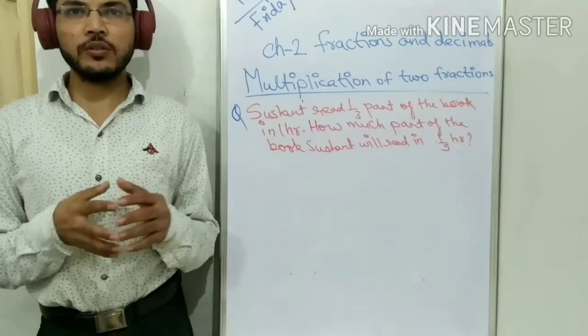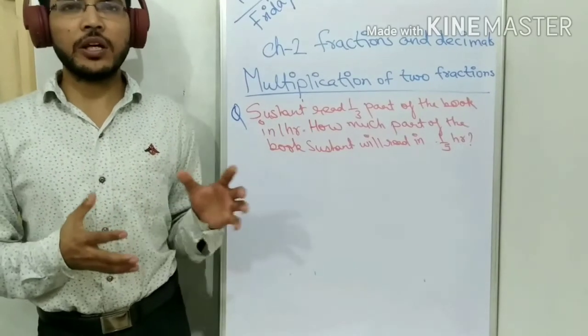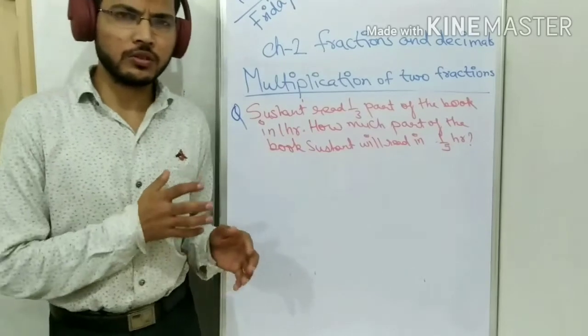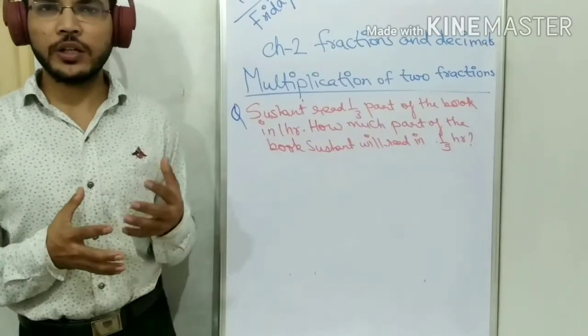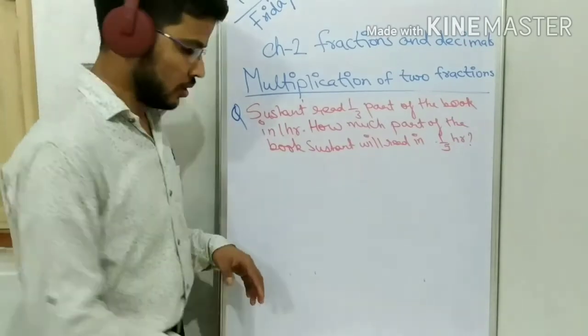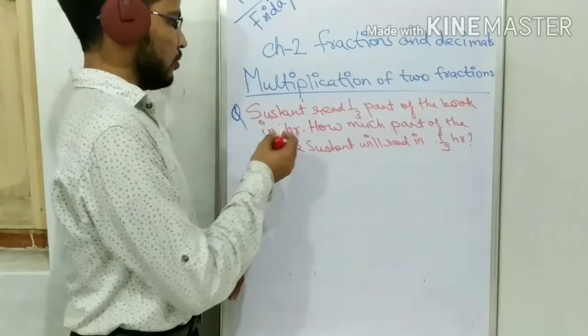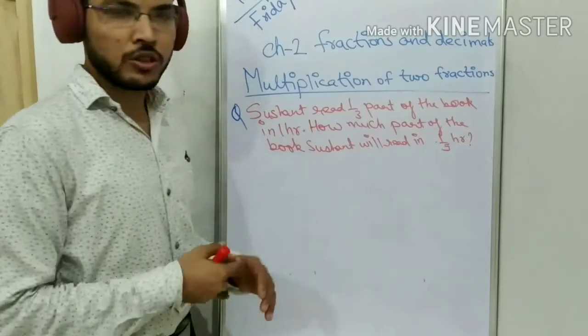In the last class, we discussed how to multiply two simple fractions. Today we will deal with some problems related to that type of question, and then we will move to mixed fractions. So, look at the whiteboard. I have written one question. See what the question says.